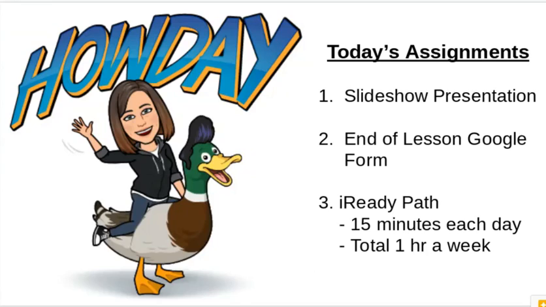Now, I want to talk about iReady Path for a second because you're being asked to do 15 minutes each day for a total of 1 hour this week. If you want, you can do your whole entire hour today. If you want to use Wednesday and do your hour, if you want to do 30 minutes today, 30 minutes tomorrow, so you don't have to do it later on in the week, that's fine too. Just know that every Friday at the end of the week, we are looking for you to have a total of 60 minutes completed on your path.